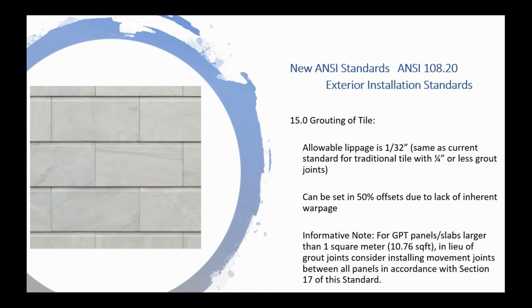Many people recommend on an exterior that all the joints be sealant instead of any grout. So if you've got a 5x10 panel and you have to have a movement joint every 8 to 12 feet, figure it out. You might as well use sealant, right? And that's what this is all about. So this is just an informative note within the standard saying, you know, you might want to consider that.